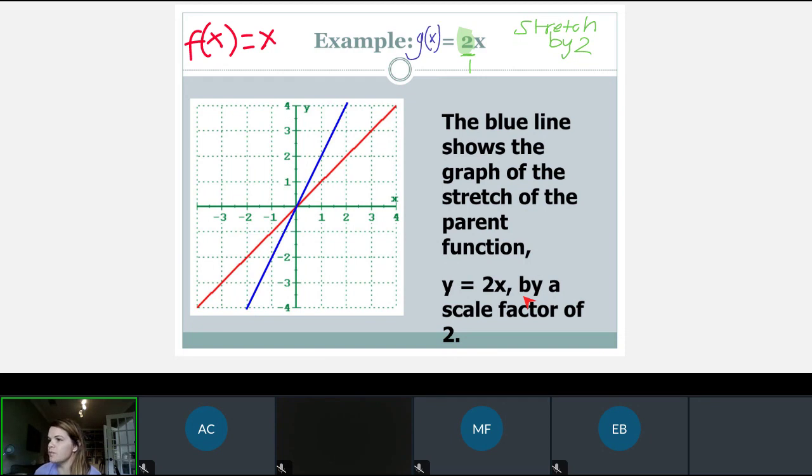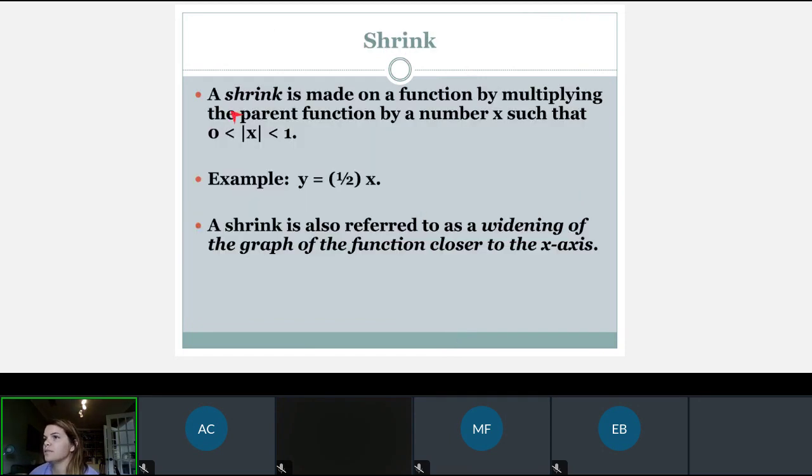So if your slope is bigger than 1, it is going to be considered a stretch. What if your slope is smaller than 1? We call it a shrink, or another word for it is a compression. Okay, so we squish it down.